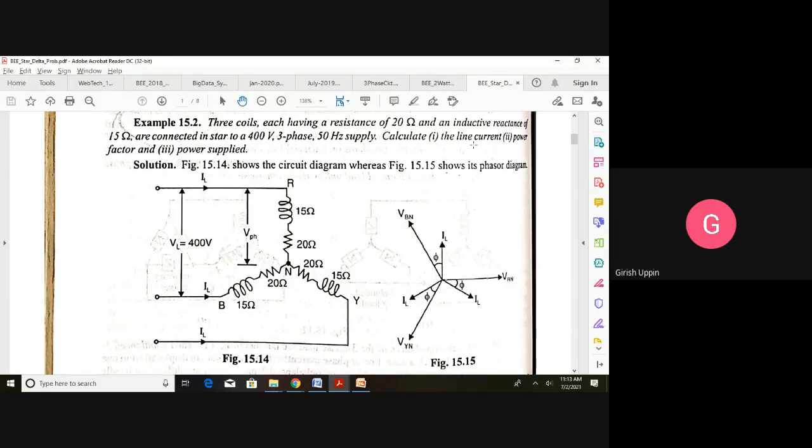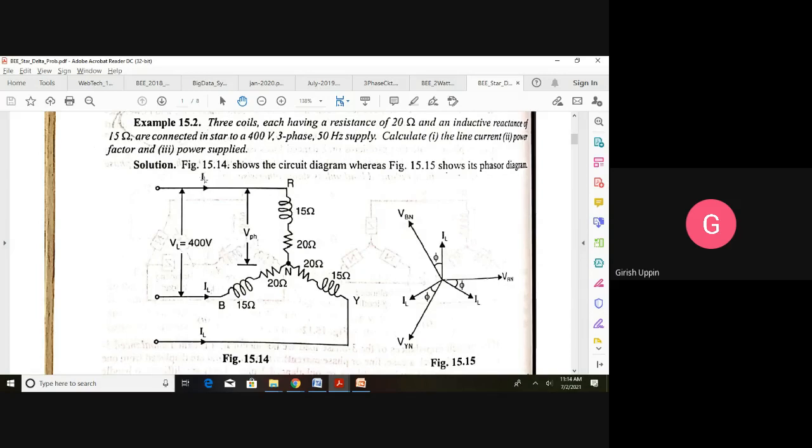What we have to calculate: the line current, power factor, and power supplied. Let us try to find out all those things. So this is a circuit diagram. This is RL, this is RL, this is RL, and it is connected to a three phase voltage source on this side, and VL is 400 volt.